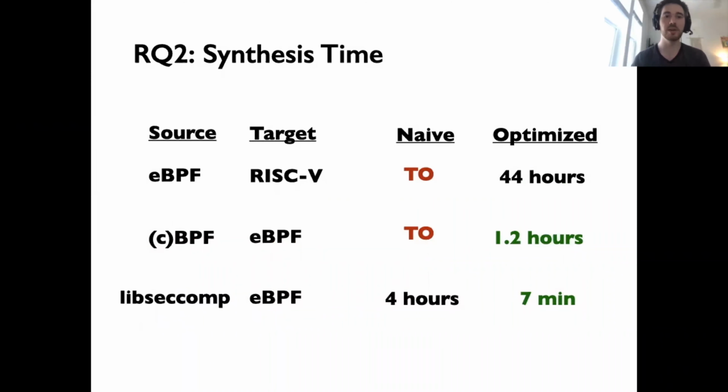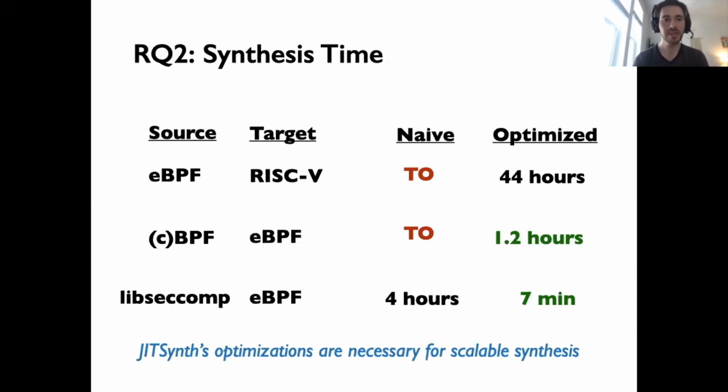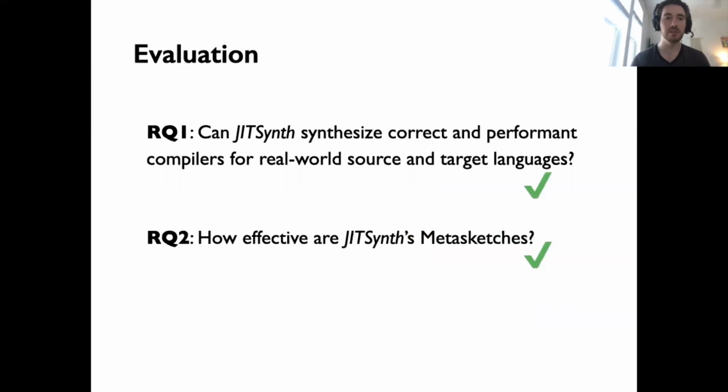Next, I'll address our second evaluation question, which asks if our Metasketch optimizations benefit JITsynth. To determine this, we ran JITsynth over 3 source target pairs, both with and without optimizations. With full optimizations, JITsynth was able to synthesize all compilers. However, without optimizations, JITsynth timed out on 2 of the 3 pairs and had significant slowdowns on the 3rd. This leads us to believe that the Metasketch optimizations JITsynth uses are in fact necessary. With this evaluation, we can conclude that JITsynth is able to synthesize correct and performant compilers, and that the Metasketch optimizations we discussed help to do so.